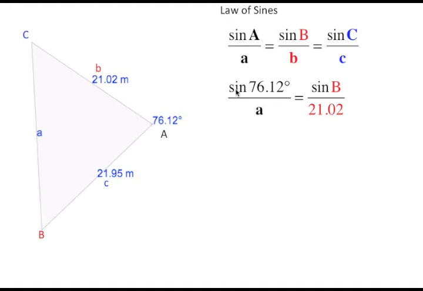So let's try sine of A over A is equal to sine of C over C, and we have sine of 76.12 over A is equal to sine of C. Once again, we don't know what angle C is, so we can't use that either. So the law of sines doesn't work in this case, so we're going to have to go to the law of cosines.